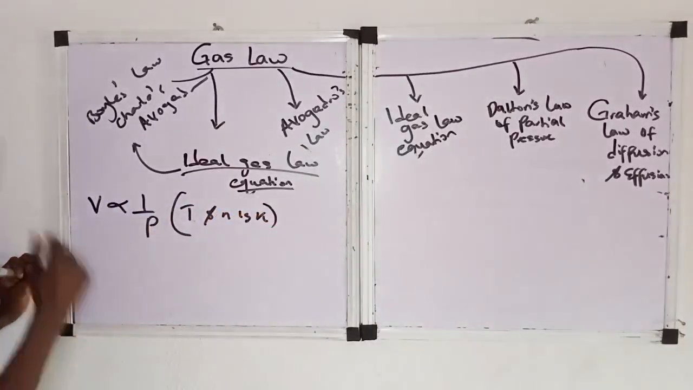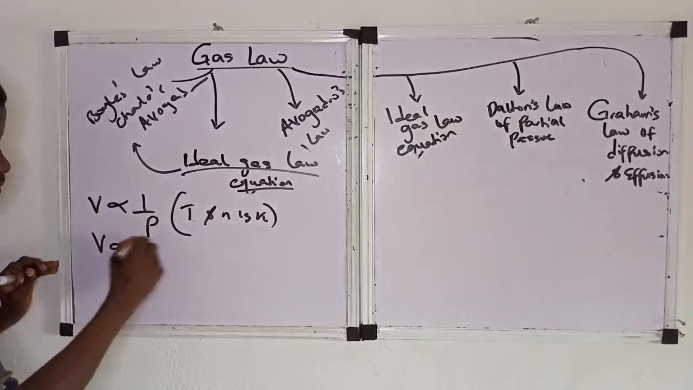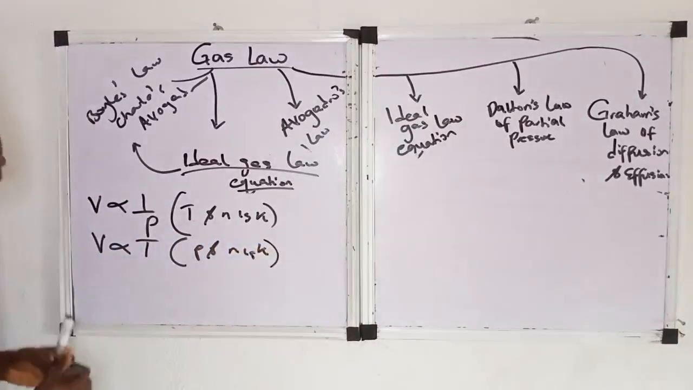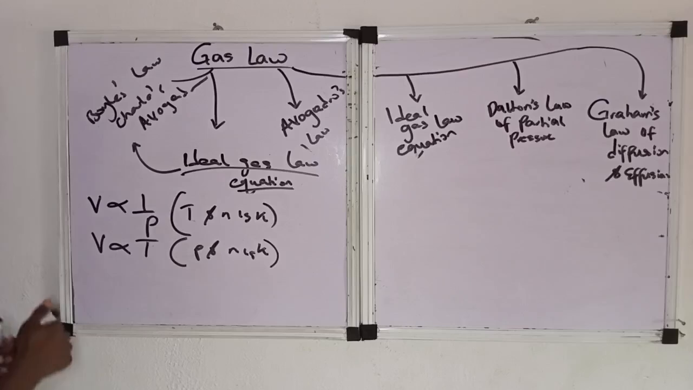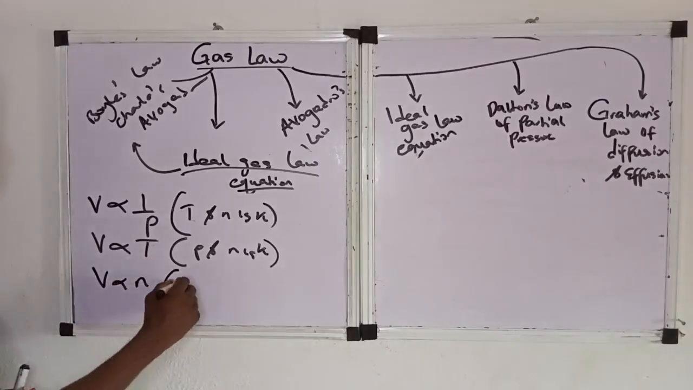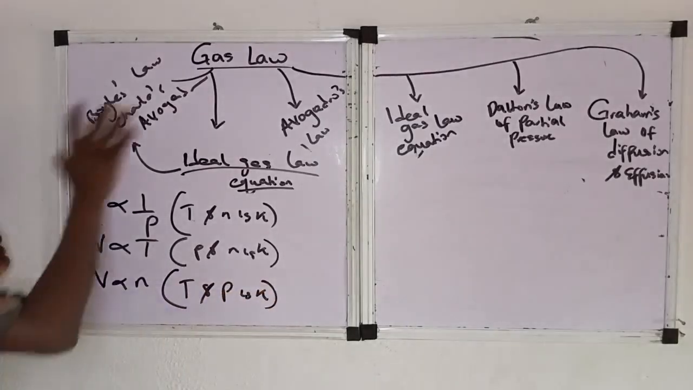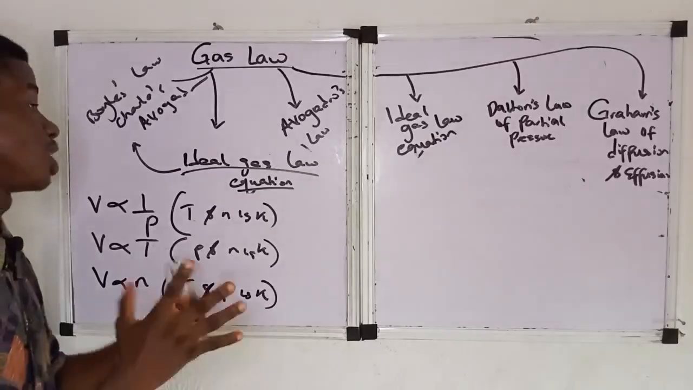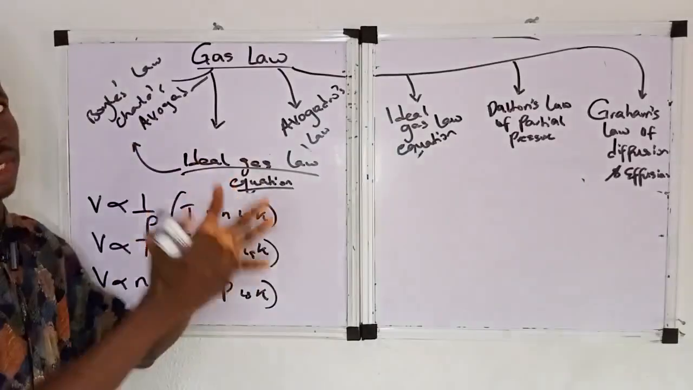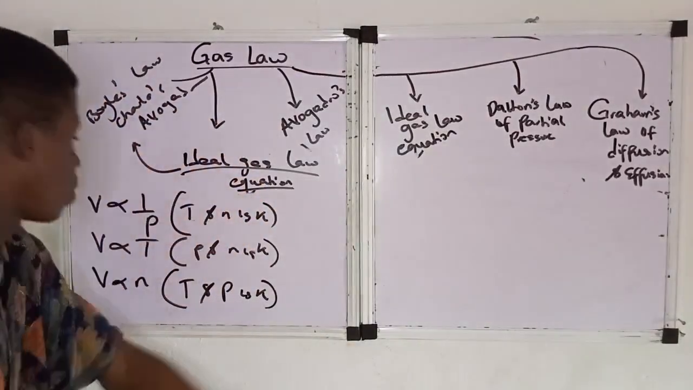This is Boyle's law. What about Charles's law? Charles's law states that volume is directly proportional to temperature, when pressure and number of moles are constant. Avogadro's law states that the volume of the gas is directly proportional to the number of moles, when temperature and pressure are constant, right? These three laws, Boyle's law, Charles's law and Avogadro's law, combine to form the ideal gas law equation.